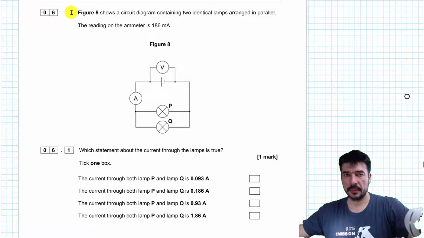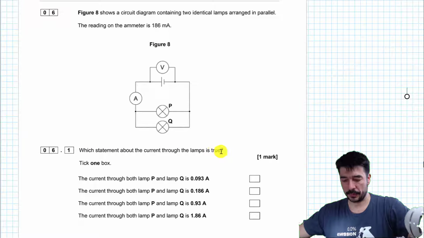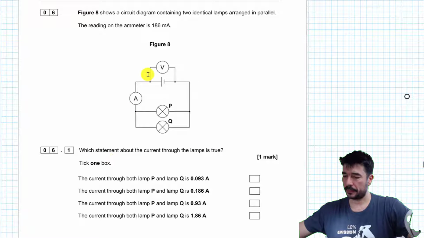Okay, let's look at question 6. Figure 8 shows a circuit diagram containing two identical lamps arranged in parallel. The reading on the ammeter is 186 milliamps. Milliamps. Milli means times 10 to the minus 3, like millimeters. It's 1,000th of an amp. Okay? Which statement about the current through the lamp is true? Tick one box.